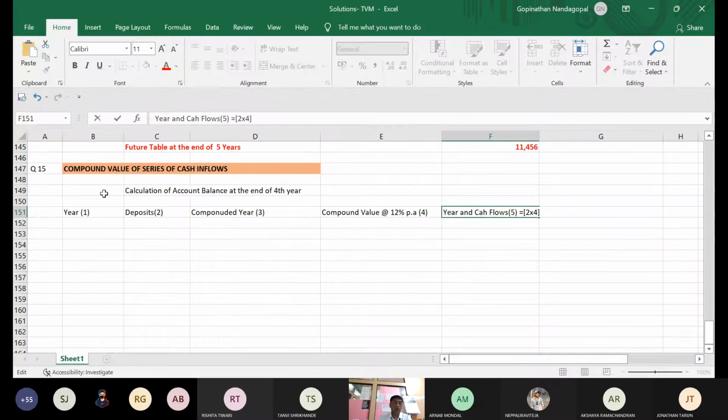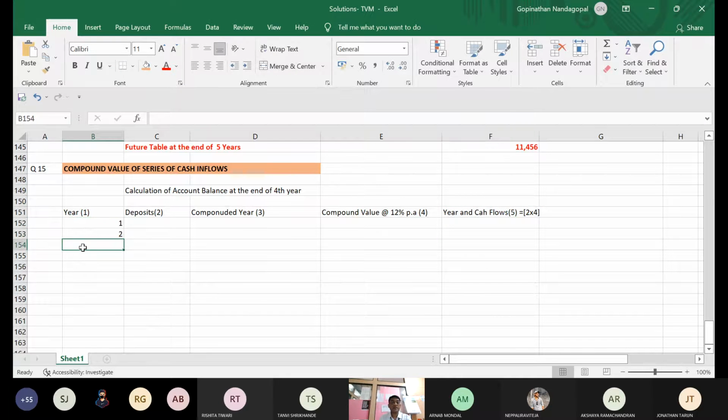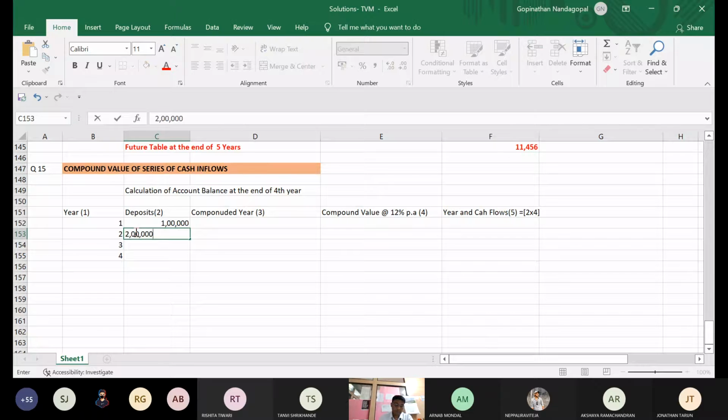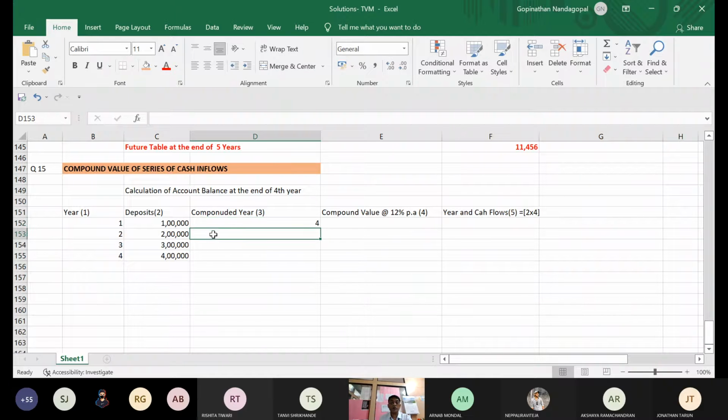Okay, so you have 4 years: first year, second year, third year, fourth year. And the deposits are 1 lakh, 2 lakhs, 3 lakhs, and 4 lakhs. So compounded years here are 4, 3, 2, 1.